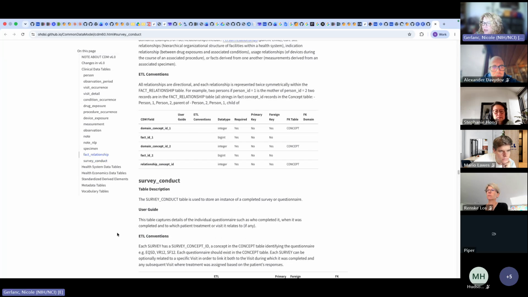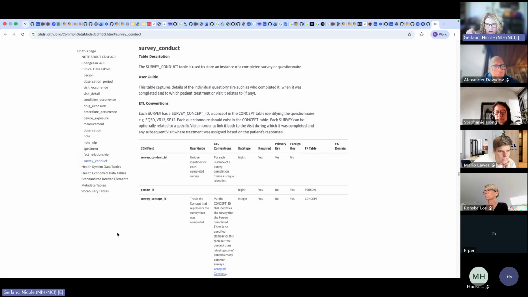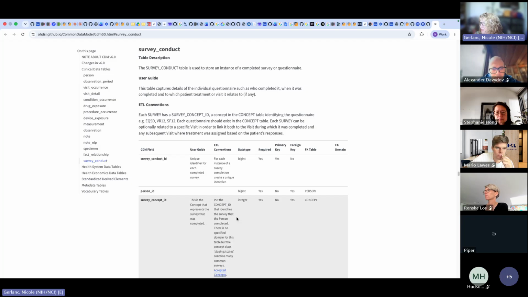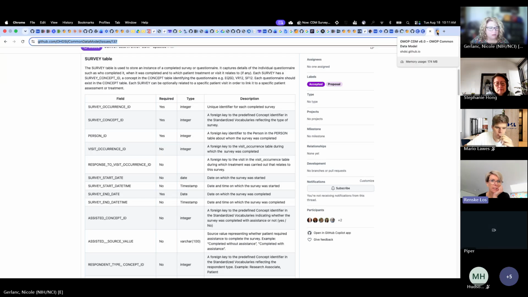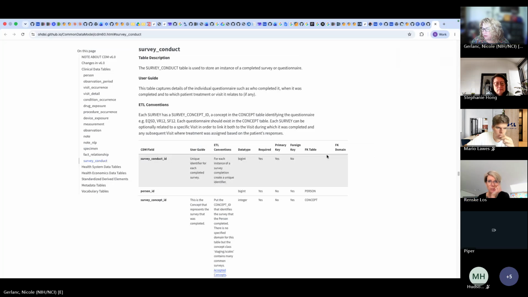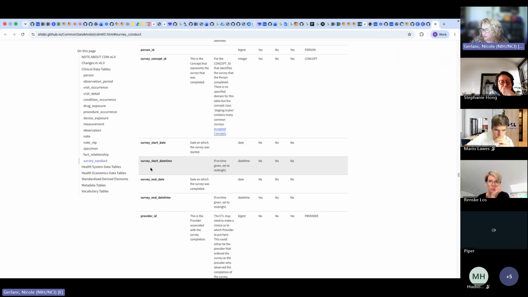Yeah, so this is the survey conduct, and the link I posted above Renska's link is the link to the issue I was looking at, and what was in the issue is the survey table. But it looks like there's a lot of overlapping variables. Yeah, this doesn't look like a metadata table because it's got a survey start and end time as well. And this one has those two, and then start date time.